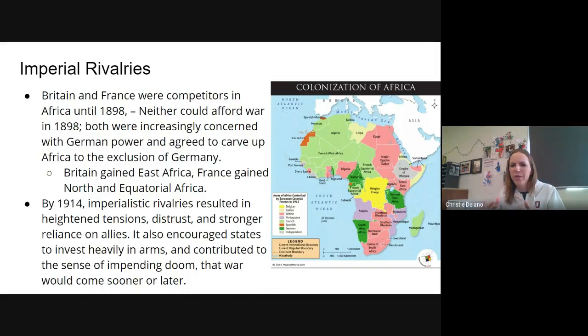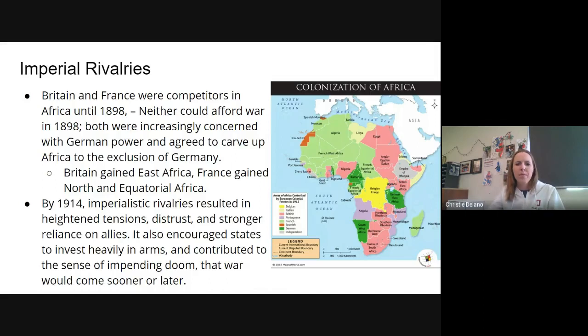But come 1898, neither Britain nor France could afford war. But both had now this common concern, which was Germany. So they agreed to carve up Africa and the scramble for Africa to the exclusion of Germany and, as you know, to the exclusion of Africa. Britain gained territories in East Africa, France gained territories in North Africa and Equatorial Africa, among other nations carving a piece out as well.